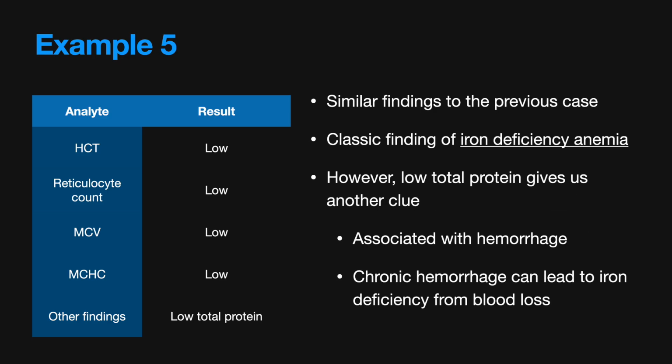Our final case has similar findings to the last one. Again, these are clinical findings of iron deficiency anemia. However, low total protein gives us another clue that we can use. Remember that low total protein is associated with hemorrhage. Chronic hemorrhage can result in iron deficiency due to that iron being lost in the hemorrhage. So in this case, we actually have two factors contributing to this anemia, both hemorrhage and iron deficiency.